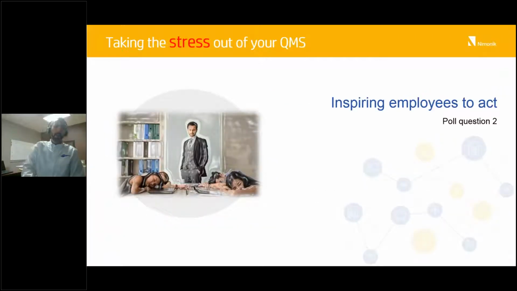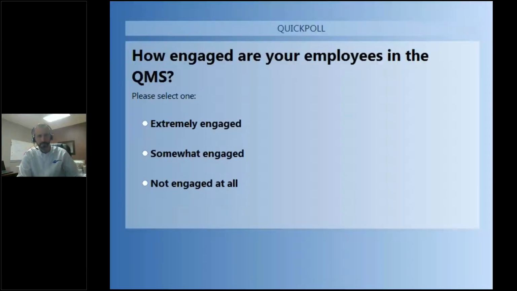The next one, and Jessica, I'll have you poll that question in a minute. The next one was employee engagement. This was the second highest area of answer to what are the biggest stresses in your quality management system. So again, to see where our current audience base is, Jessica, let's launch that poll question.